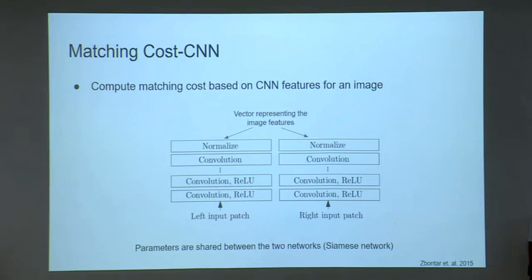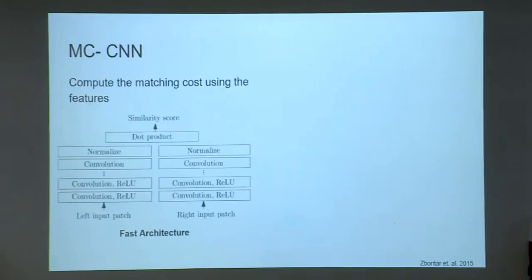So this is a network just to find out whether two patches belong to the same object. All it does is pass them through some convolution layers, which produce features, and based on these features it tries to say whether the two patches are the same or not. So it's a binary classification task, and it uses a Siamese network in the sense that the parameters are shared. It's basically a CNN, which is why it's called the matching cost CNN.